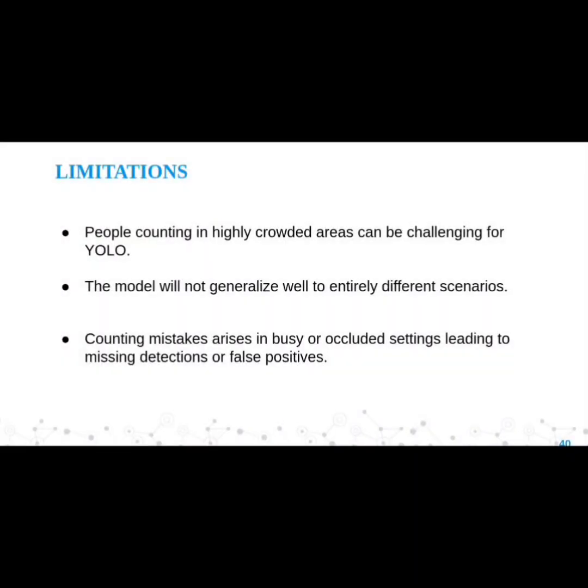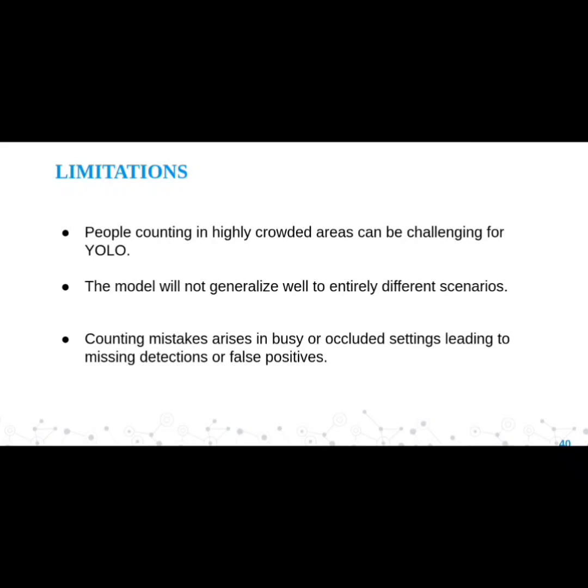So now the limitations, the drawbacks that we have got for all the models, is that overlapping and densely packed individuals might be detected as a single object, leading to inaccurate counts. The model will not generalize well to entirely different scenarios.